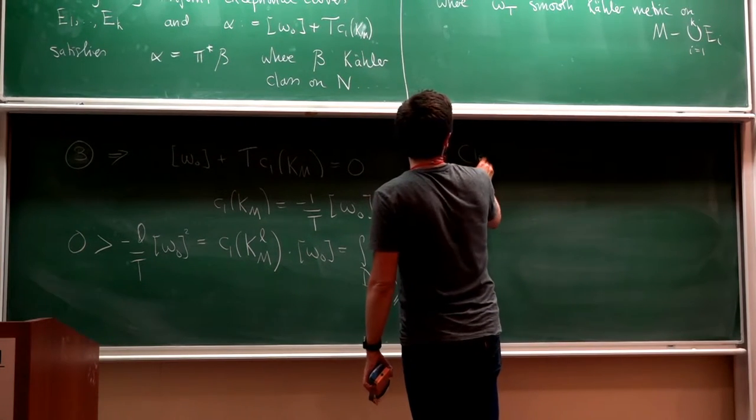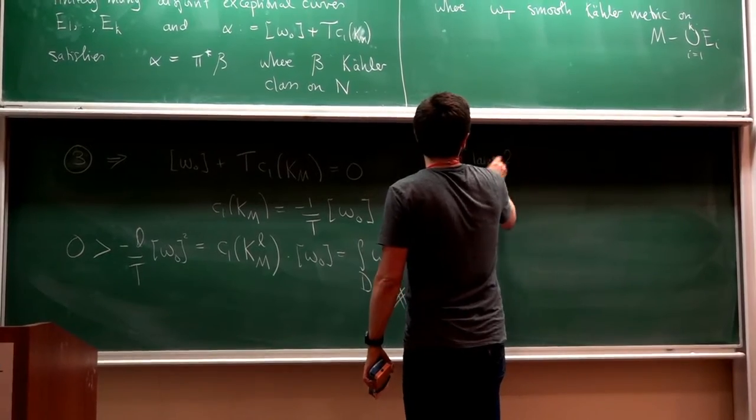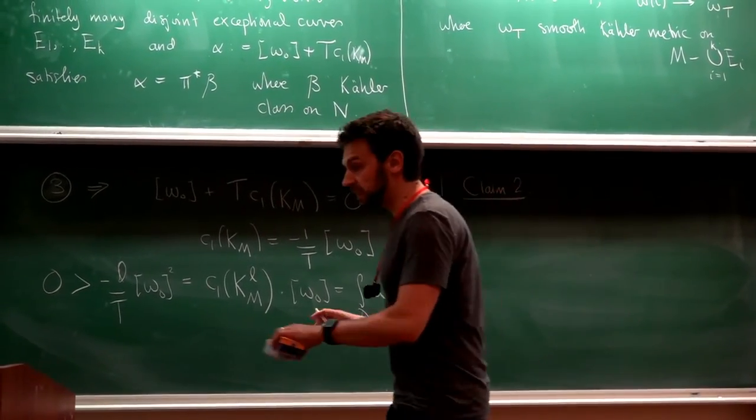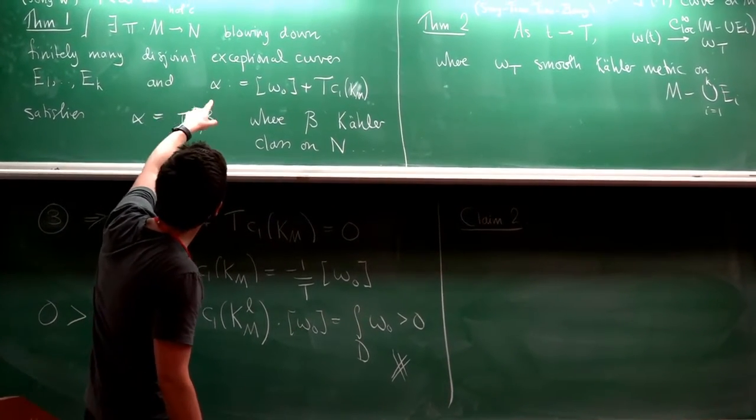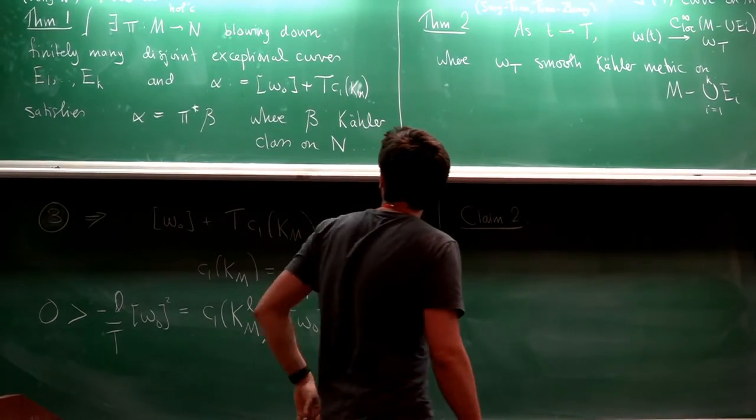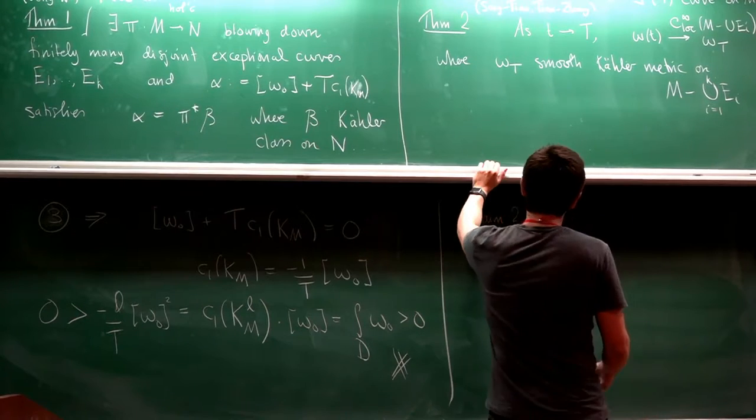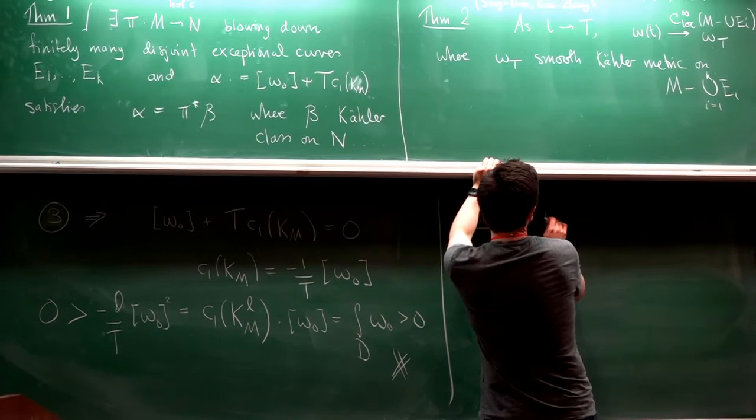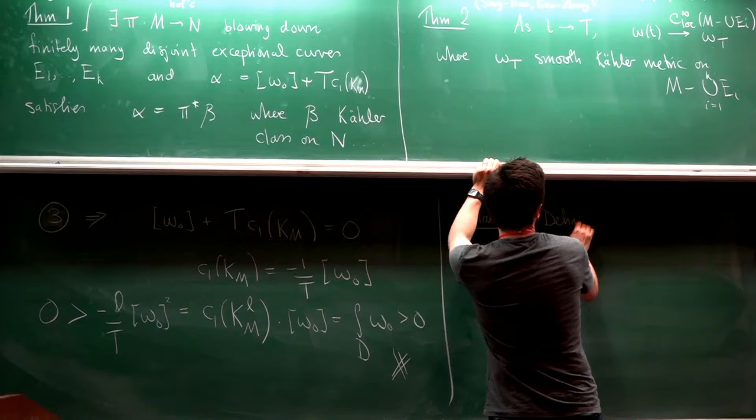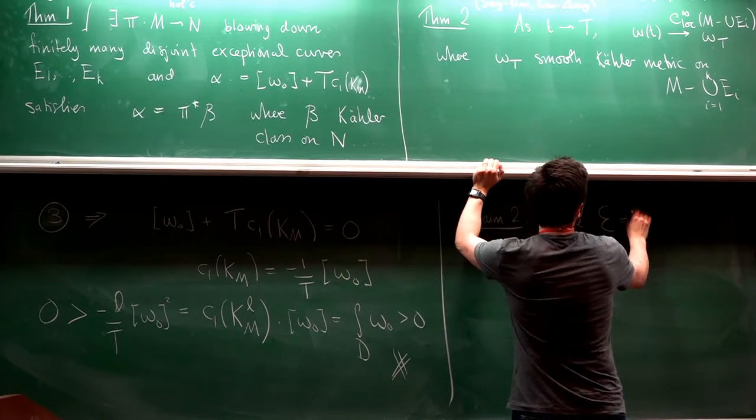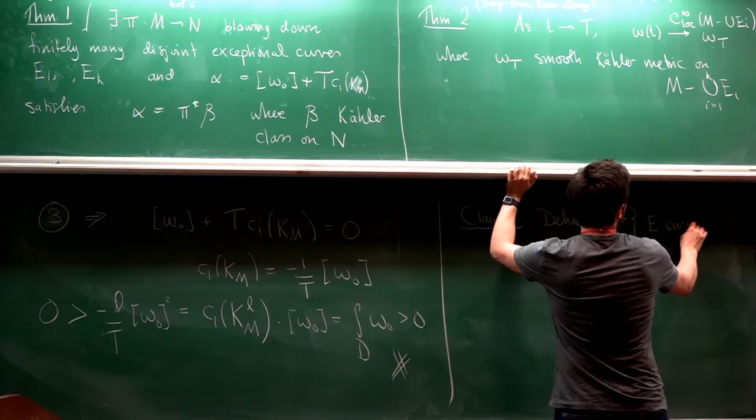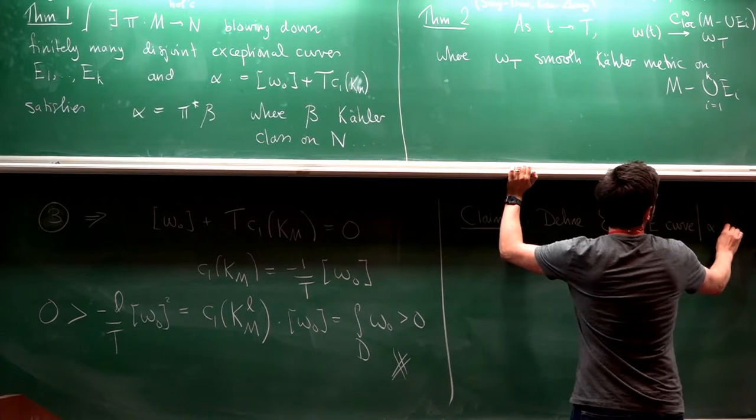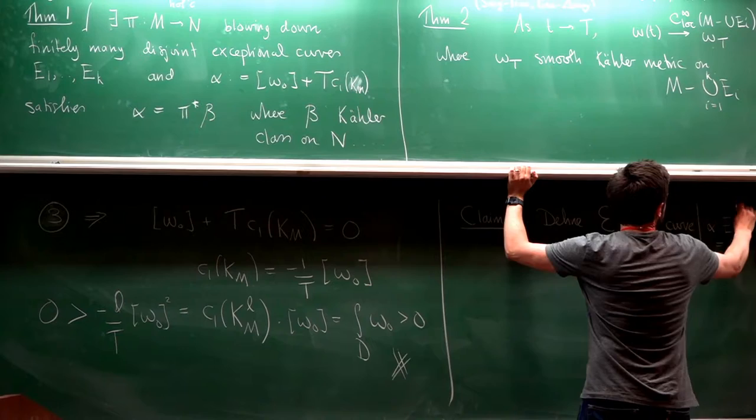So claim two. All right. So that was just the first step. The second step is I want to try and construct a map pi. Before I do that, I'm going to find the exceptional curves. So I want to define curly E to be the set of all curves E such that alpha dot E is equal to zero.